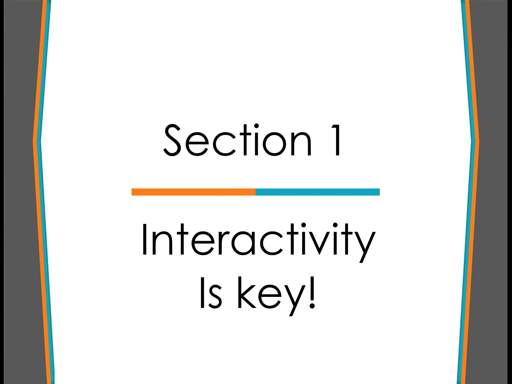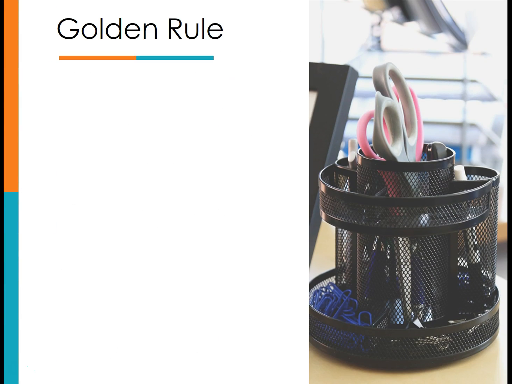Welcome to section 1. This is where we will look at how important interactivity is. So the number one golden rule is to keep it interactive. This doesn't mean anything magical or fancy. One simple suggestion is at the beginning of your class, ask them if they can hear you, and if they can, to reply by typing in the chat box.